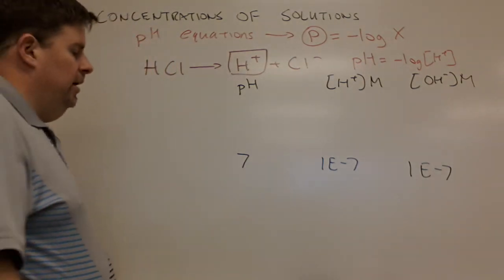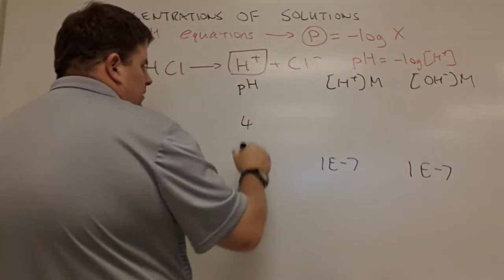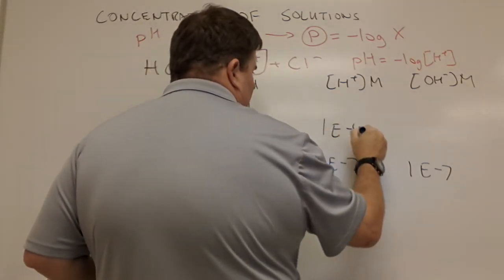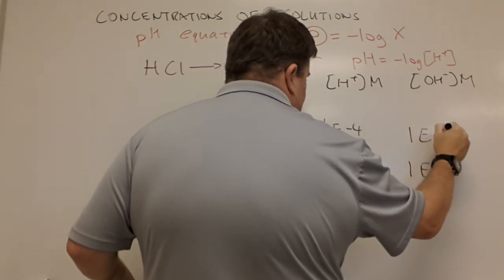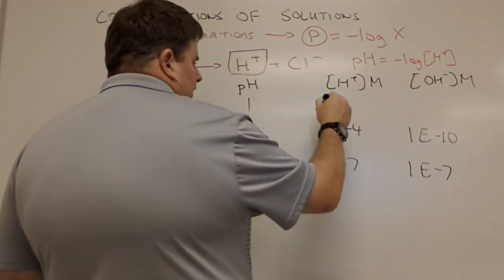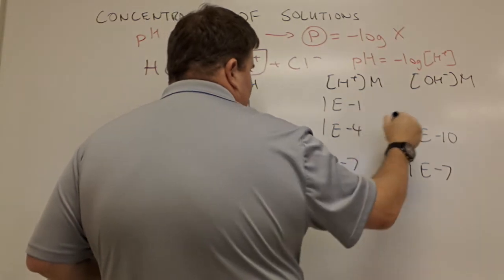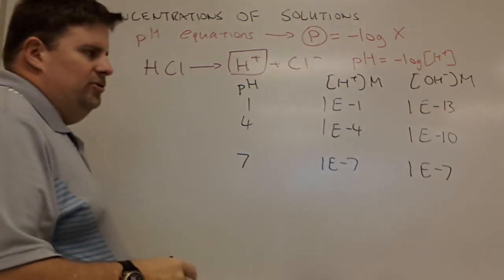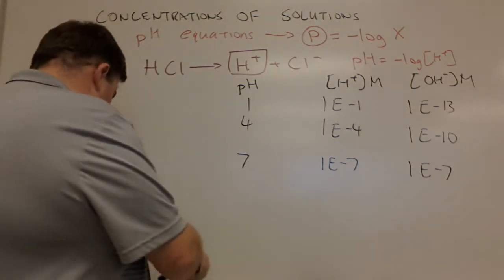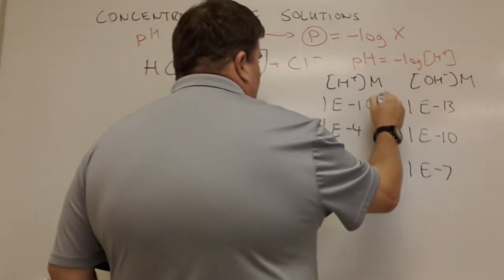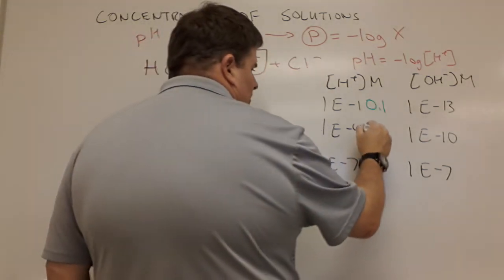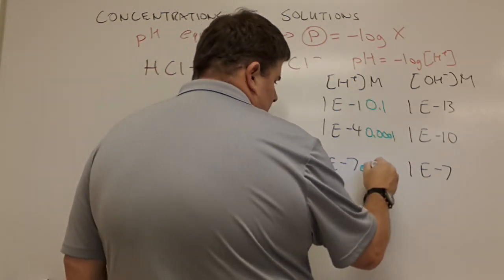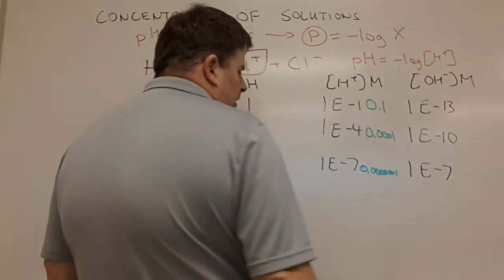If I look at pH 4 and pH 1, now this jumps to 1e to the minus 4, and this goes to 1e to the minus 10. If I go to 1, that's 1e to the minus 1, and 1e to the minus 13. Okay, and if you think about those numbers, 1e to the minus 1 is 0.1 molar, so it's actually quite concentrated. This one is 0.0001 molar, and this one is very small.